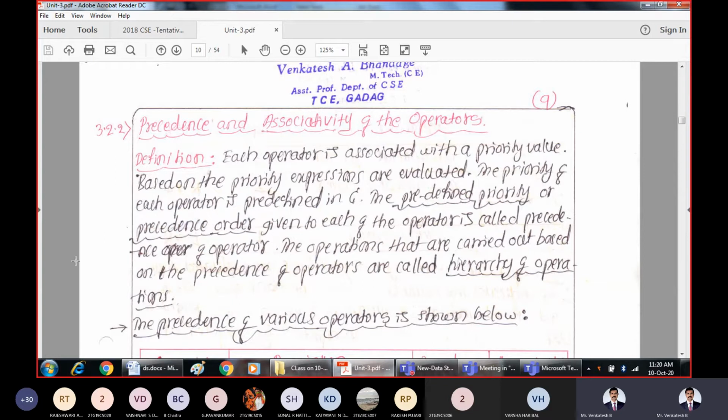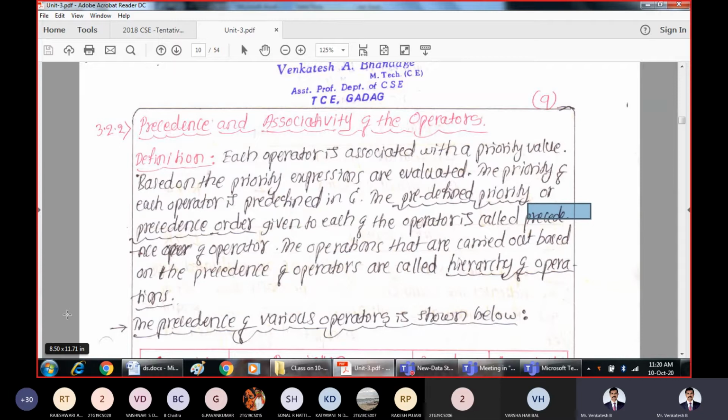What is precedence of an operator? It is the predefined priority, the order in which you have to evaluate, which is already given in C. That is called precedence of the operator. We know that among multiplication, division, addition and subtraction, multiplication and division have the highest priority. Then we go for addition and subtraction.